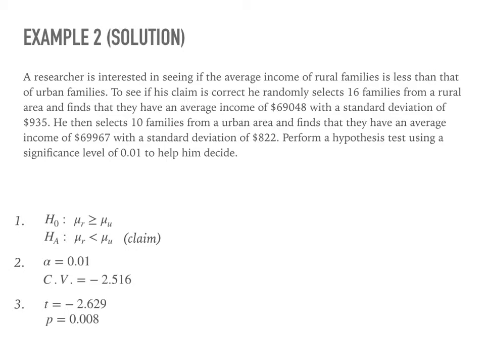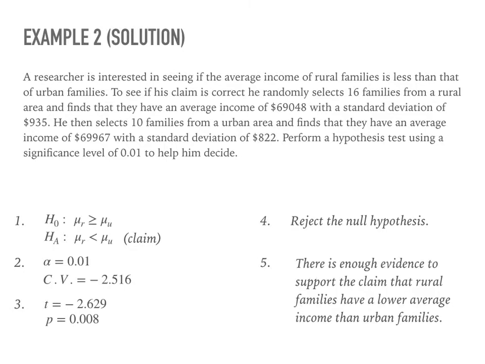If we were to draw a picture, we would see that our t-value is in the tail area. We also can compare alpha and p, and we see that alpha is greater than p. This leads us to the decision, reject the null hypothesis. Thus, we are able to say there is enough evidence to support the claim that rural families have a lower average income than that of urban families.